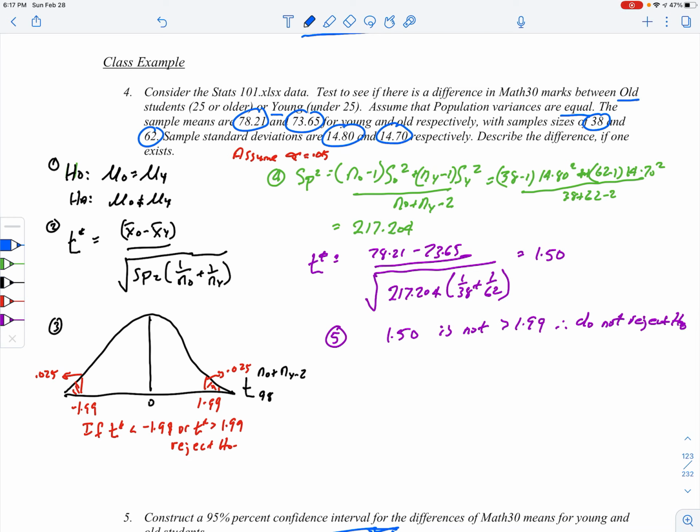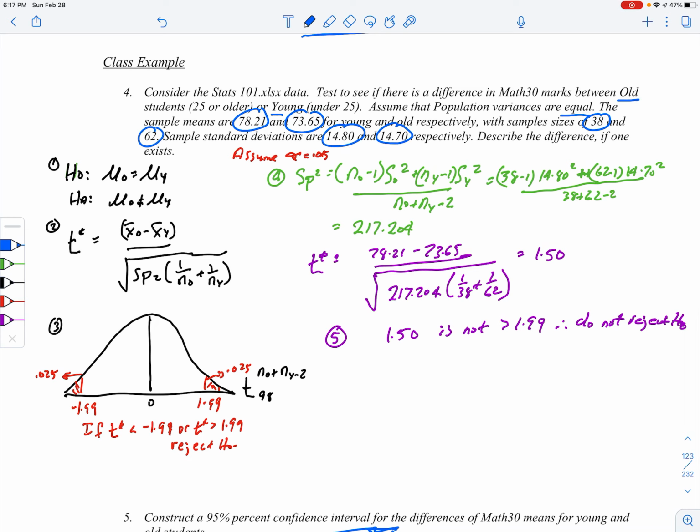The null hypothesis is that the means are equal against the alternative that they're not. Of course, that could be one-sided if the problem was worded differently. This is a T statistic. And of course, it's a two-sided test.